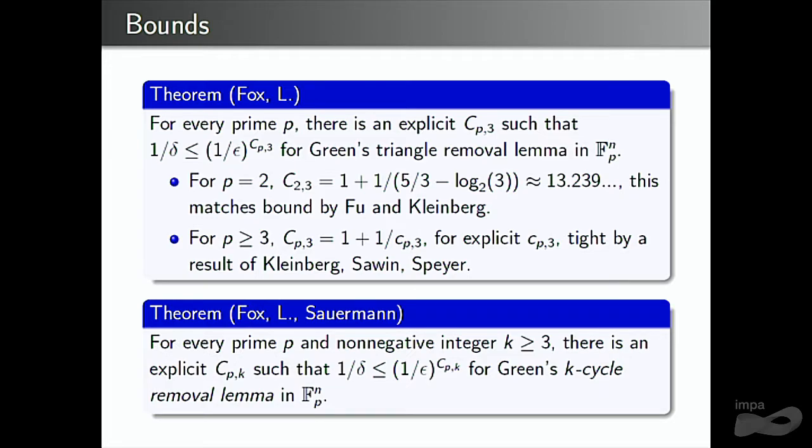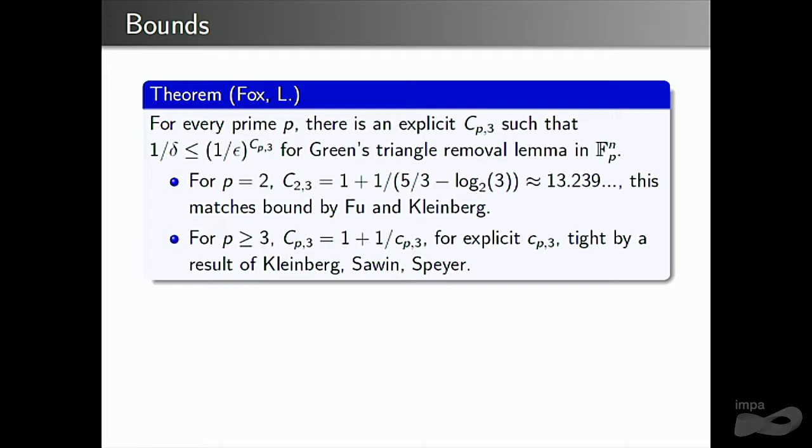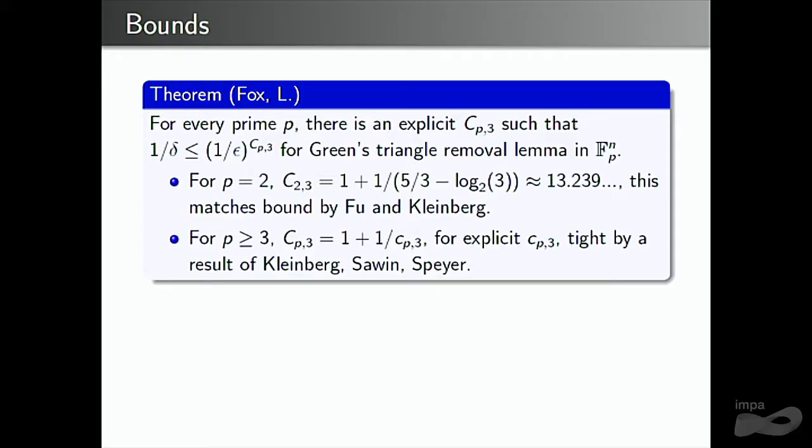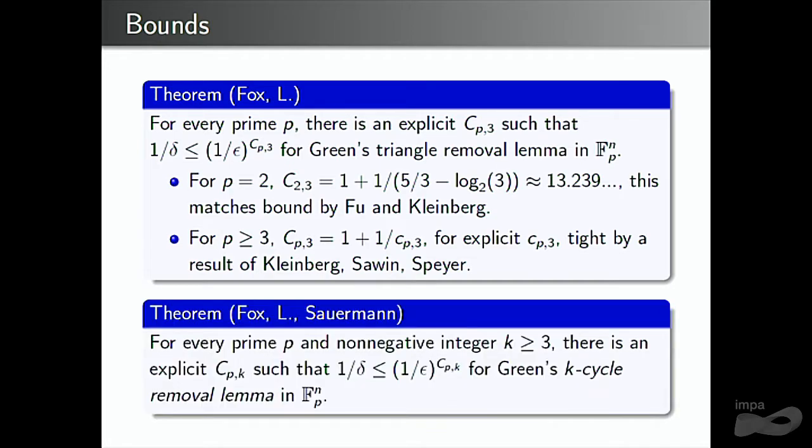And now for general K, we thought, okay, we proved it for triangles, but the proof should go through for K-cycles, because why wouldn't it? But actually this proof doesn't, at least we didn't see how to make it go through for K-cycles. With Lisa as well, we have been able to prove a polynomial upper bound. So there exists an explicit C_k. But for this problem, we don't have a tight bound, but we have obtained a polynomial bound for it.